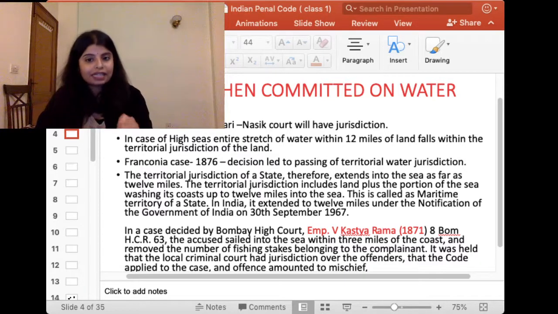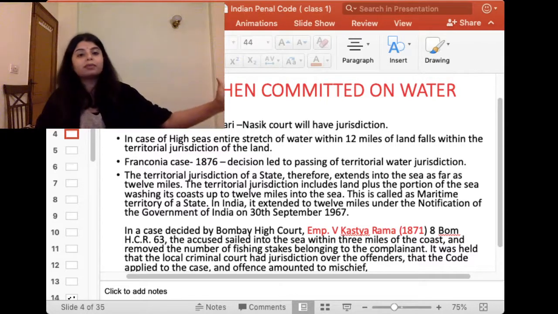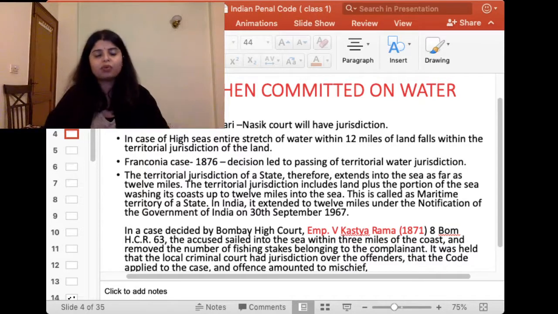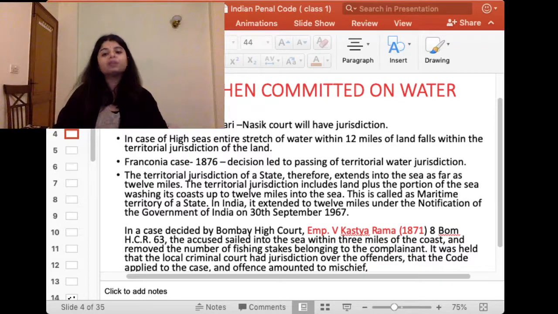And the law is that the territorial jurisdiction of a state extends into the sea as far as 12 miles. So from Mumbai to 12 miles, if some offense is committed on the water, the Mumbai court, all the courts in India, would have jurisdiction to try that particular case. This is called the maritime territory of a state. In India, this 12 miles was extended through a notification of 30th September 1967. Why was it extended? Because earlier it used to be 3 miles.